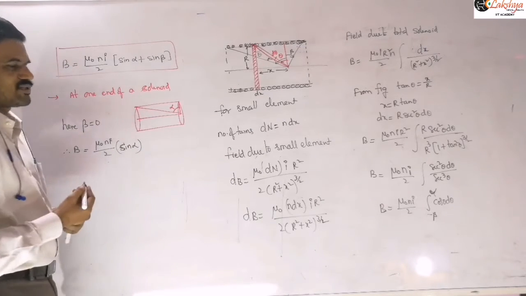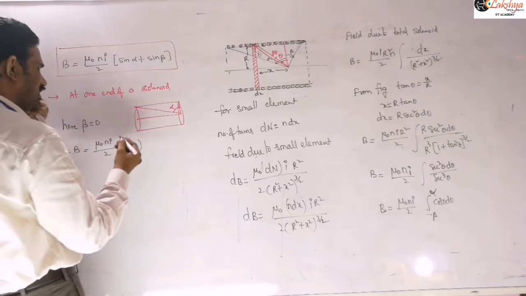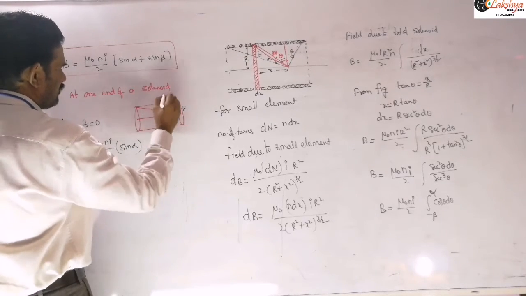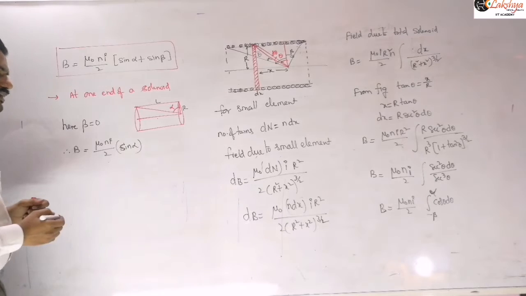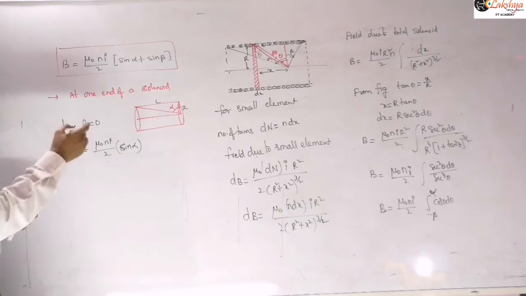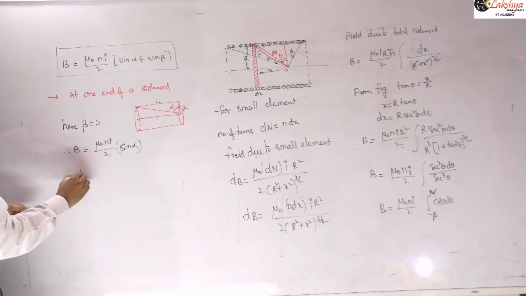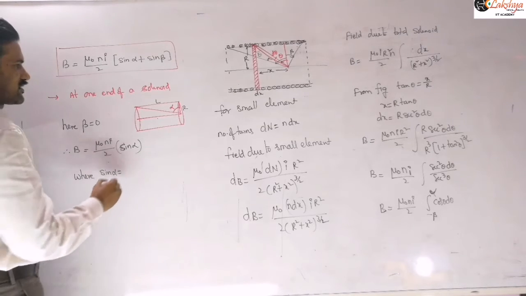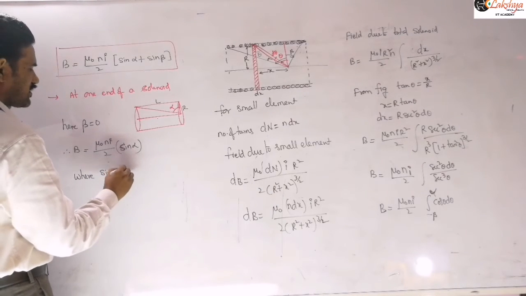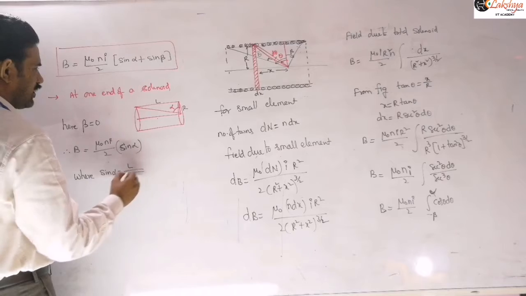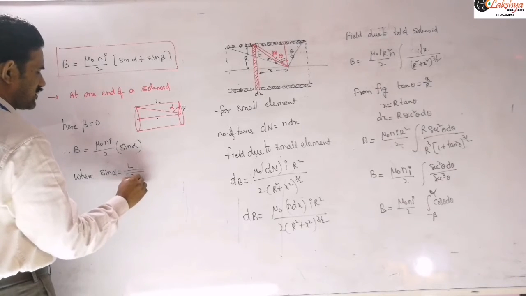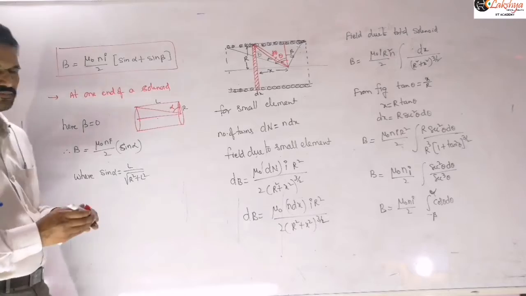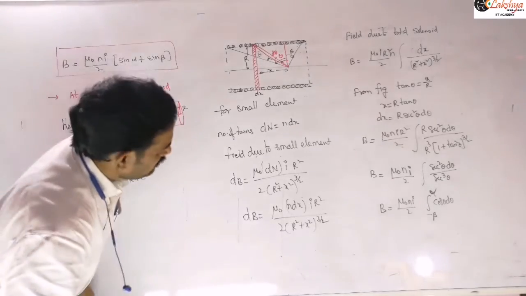Now sometimes instead of giving the sin alpha, they will give the length of this side. You can write this side as L. Then from that you can define the sin alpha if required, right? Sin alpha is equal to the opposite side L by the hypotenuse, which is under root of R square plus L square. So like that you can define the magnetic field due to the solenoid of finite length at one end.